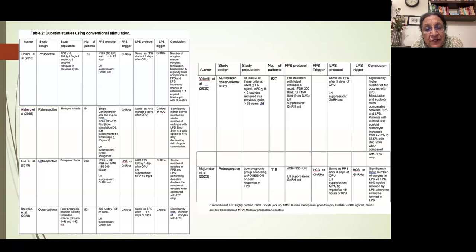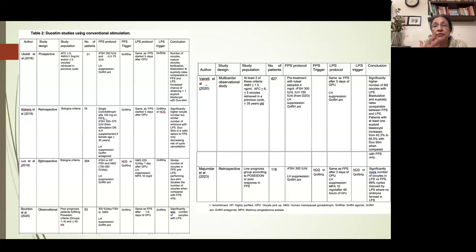Borden et al. said significantly less number of oocytes with LPS. So there were studies which had less, but then this study has a very small number. If you see, Liu et al. had a big number. And then came Verily with the largest number, 827 patients.